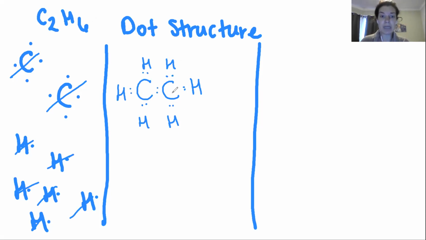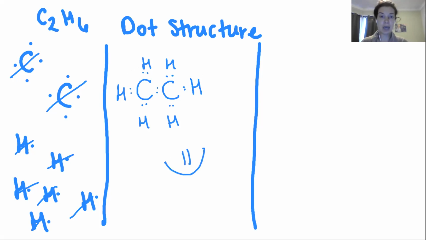Yes. Is every atom touching 8 electrons? 1, 2, 3, 4, 5, 6, 7, 8. Yes, this guy's happy. 1, 2, 3, 4, 5, 6, 7, 8. Yes, this guy's happy. The hydrogens only want to touch 2. They're the exception. 2, 2, 2, 2, 2, 2. Yep, everyone's happy. Big smile.